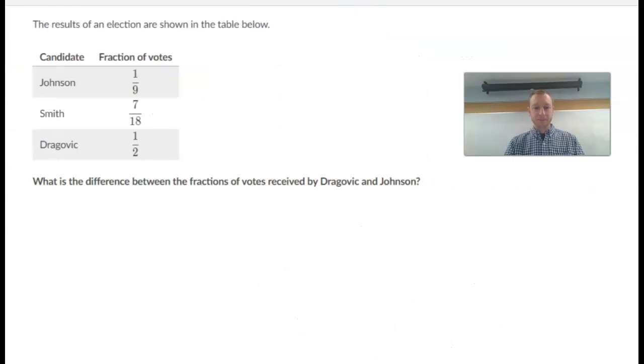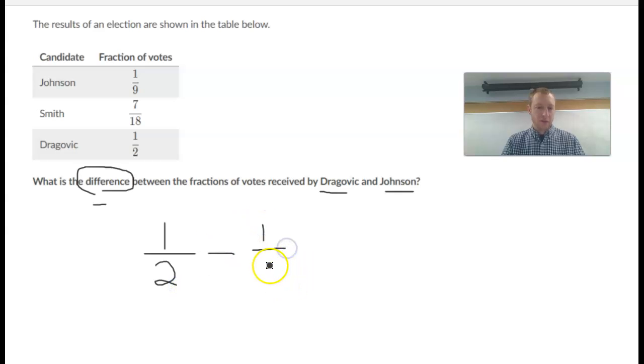Let's do one more together. All right, the results of an election are shown in the table. We got the different candidates. We got the fraction of votes. What's the difference? Ooh, that's a good word. What's the difference between the fractions of votes received by Dragovich and Johnson? So when we're talking about the difference, we are subtracting. Dragovich got half of the votes, and Johnson got a ninth of the votes. So I need to subtract these two, okay?